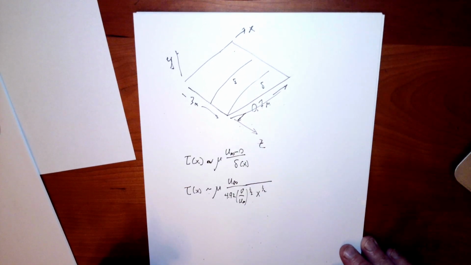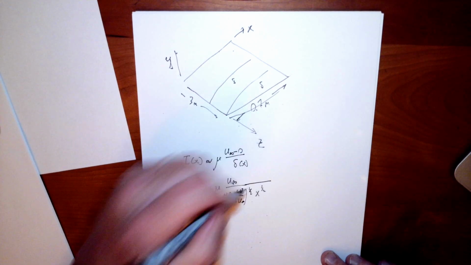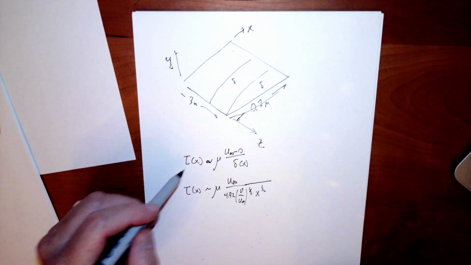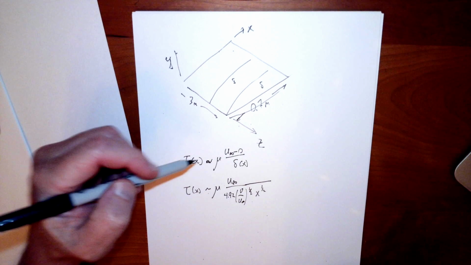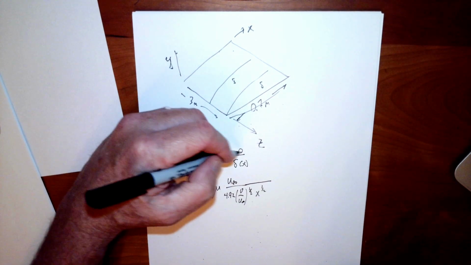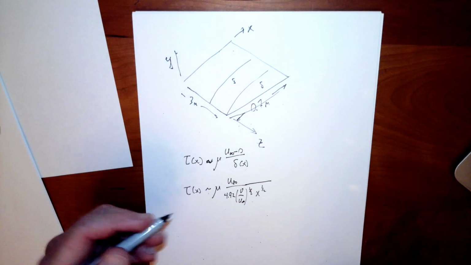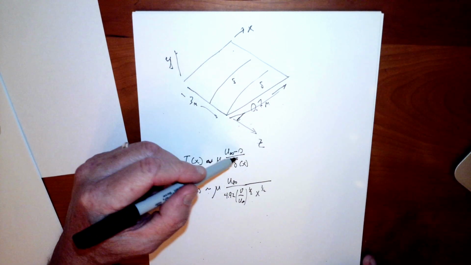So hopefully you were able to figure out how to do this, but here it is if you did it, however you did it. So this is my tau of x expression. It's a function of order of mu, then u infinity minus 0, how much u changes, divided by delta, which we know is a function of x. So that's going to be my expression.